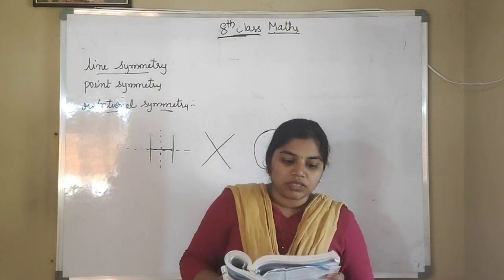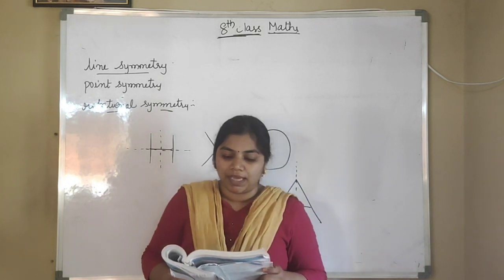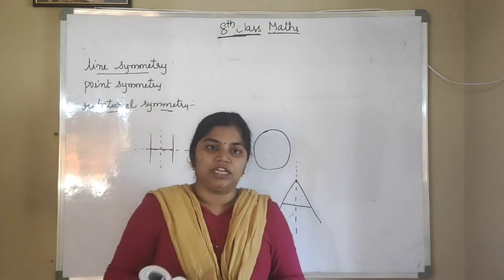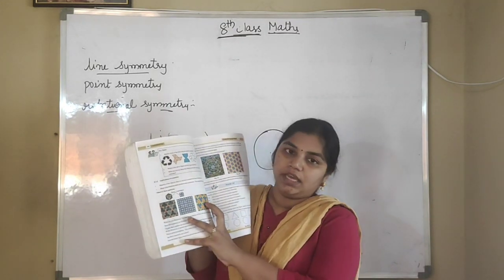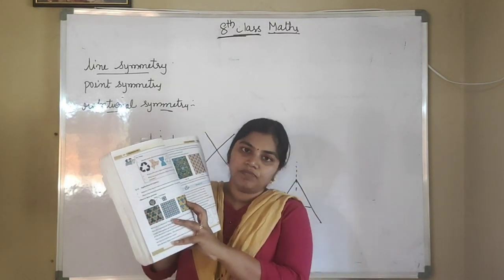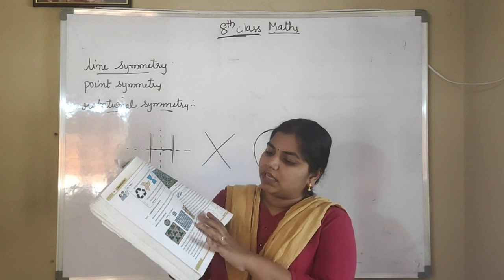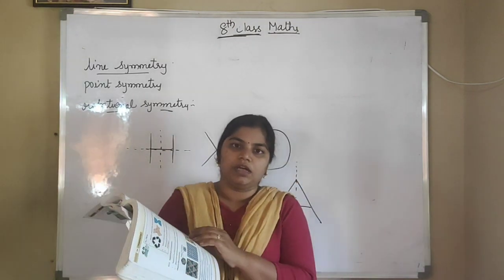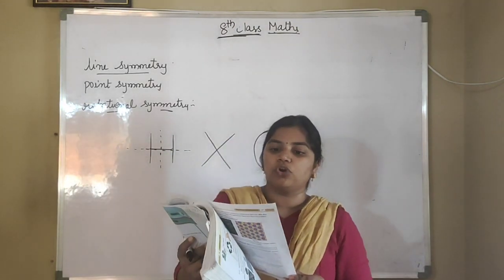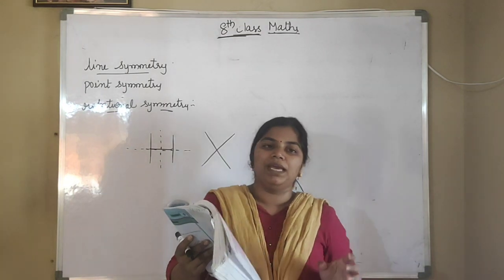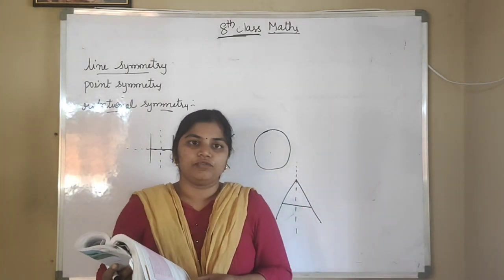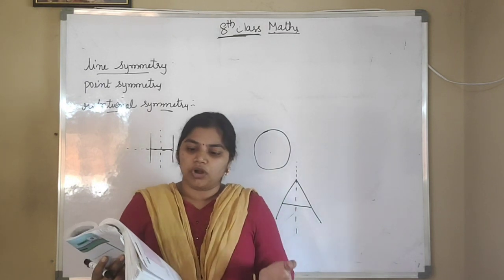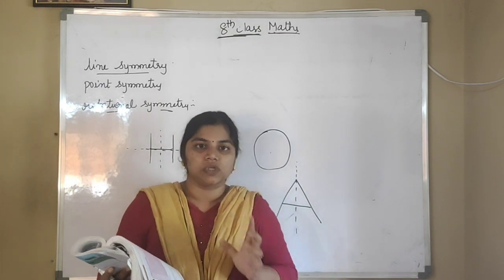Next, draw 3 tessellations and name the basic shapes used in your tessellations. Tessellation is nothing but these. You will see them on tiles in your house. On tiles you will see many different types of symmetrical figures. You have to draw them and name the basic shapes, whatever shapes you see in them. Instead of drawing, you can paste the figures also.